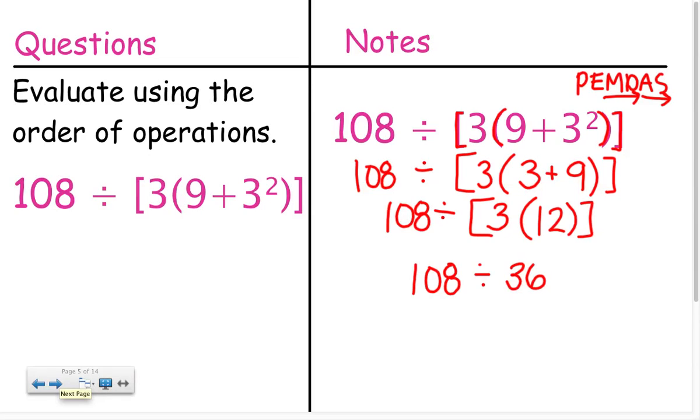And if I divide 108 by 306, I should end up with 3.